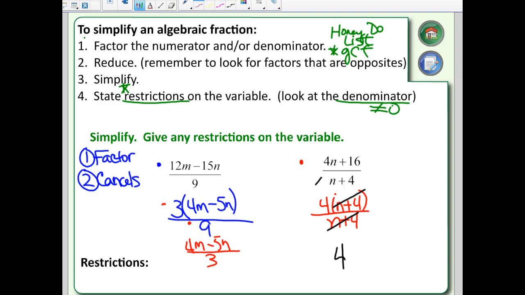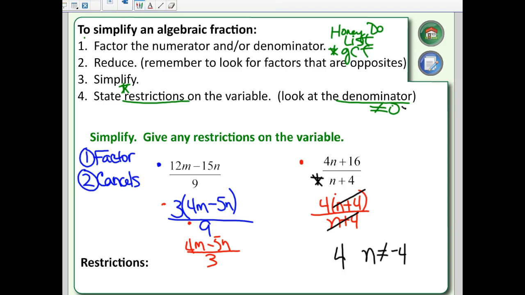Now, did you notice that I actually had a variable in the denominator this time? So if I have a variable in the denominator, then I have a restriction. And so we've got to figure out what n could be that would make the denominator 0. Well, hopefully you realize n could not equal -4, because if we plugged a -4 into the denominator there, we get -4 plus 4, which is 0, and that can't happen.